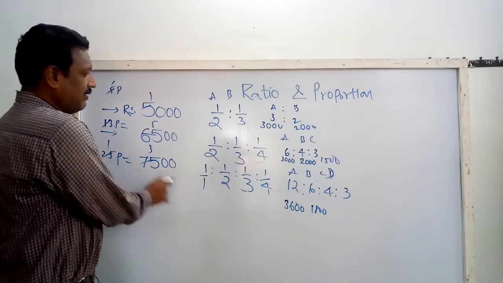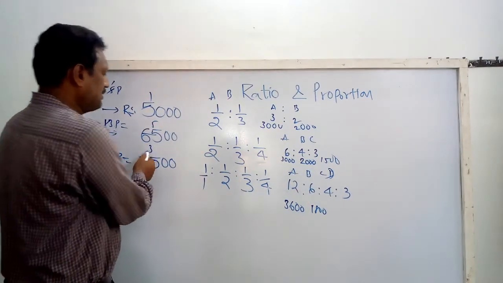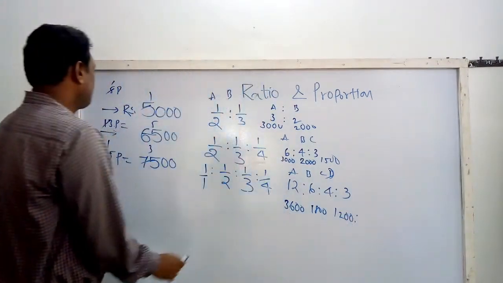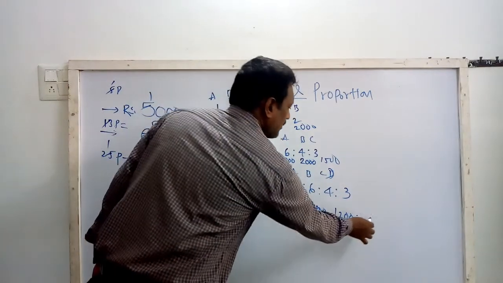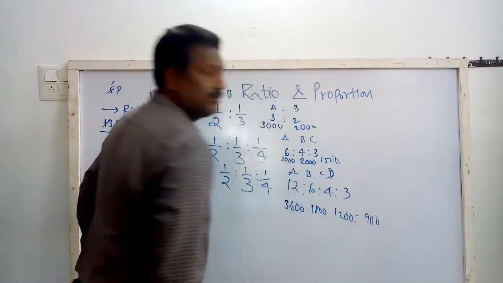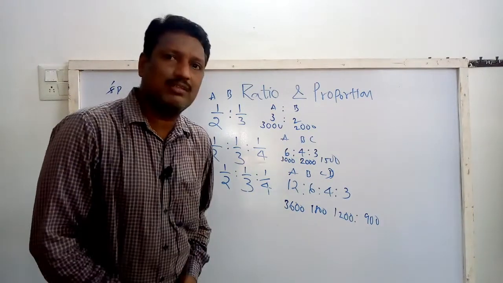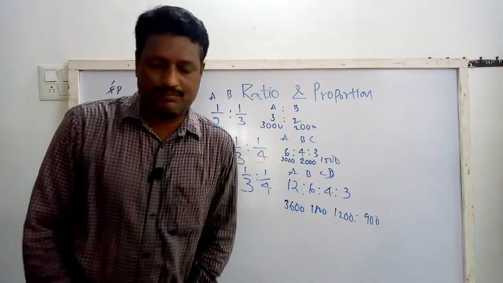Now 1 part is 300. C needs 4 parts. So 1 part is 300, which means 3 4s are 12, 1,200. Similarly, 1 part is 300. So D needs 3 parts. 3 3s are 900. So this is about the fractions: how the fractions should be converted into integer form, then we can distribute the amount.